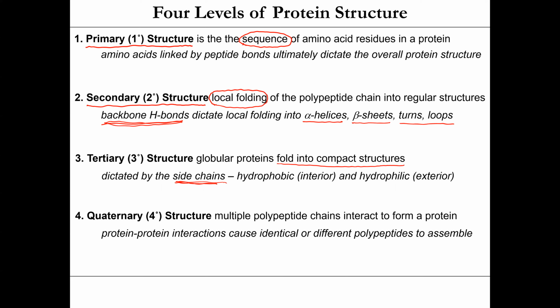And then quaternary structure is where multiple folded polypeptide chains will interact to form a complete protein. This will be caused by protein-protein interactions between identical subunits or identical polypeptide chains, or different polypeptide chains, to assemble the full protein with quaternary structure. Not all proteins have quaternary structure, but many, many do. So those are the 4 levels of protein structure, and today we'll talk about primary structure and secondary structure.